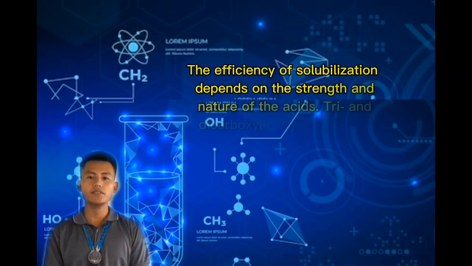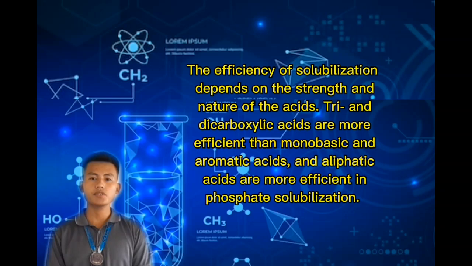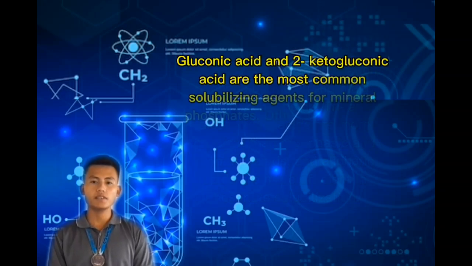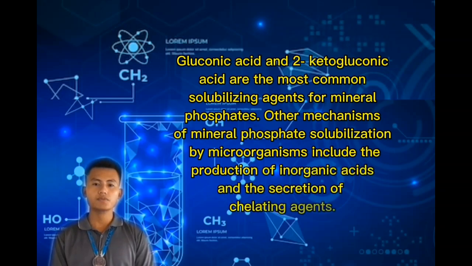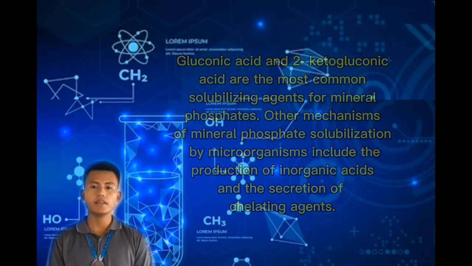Efficiency of solubilization depends on the strength and nature of the acids. Tri- and dicarboxylic acids are more efficient than monobasic and aromatic acids, and aliphatic acids are more efficient in phosphate solubilization. Gluconic acid and 2-ketogluconic acid are the most common solubilizing agents for mineral phosphate. Other mechanisms of mineral phosphate solubilization by microorganisms include the production of inorganic acids and the secretion of chelating agents.